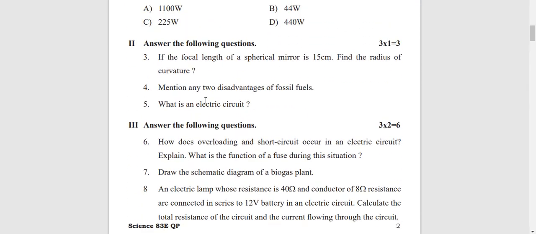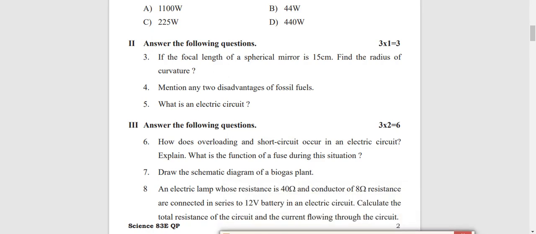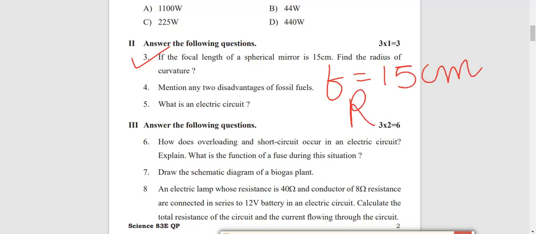Now next, again come to the short answer questions. These three questions are there, each carrying 1 mark. The first question is, if the focal length of a spherical mirror is 15 centimeter, find the radius of curvature. Focal length F is equal to 15 centimeter. We have to find what? We have to find radius of curvature.